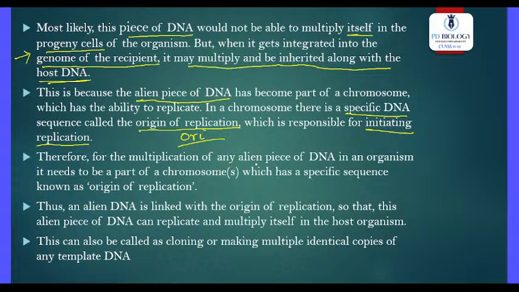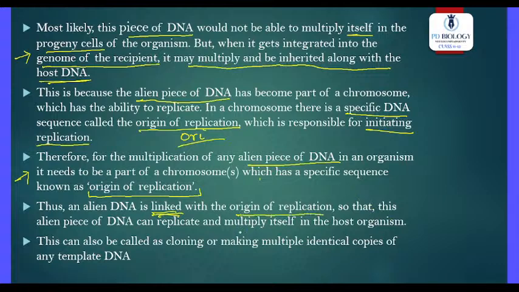Therefore, for the multiplication of any alien piece of DNA of an organism, it needs to be a part of the chromosome or chromosomes which has a specific sequence of origin of replication. Very important thing. Thus, alien DNA is always linked with ORI, origin of replication, so that this alien piece of DNA can replicate and multiply itself in the host organism.